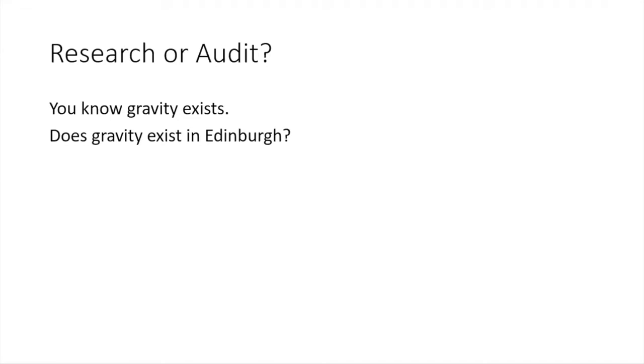So I would like to ask you this question. You know gravity exists. What would you call this question if I ask you, does gravity exist in Edinburgh? Would you think that was a research question or an audit question? And if you answer that, you may even get your certificate. Okay, let's start with audit.